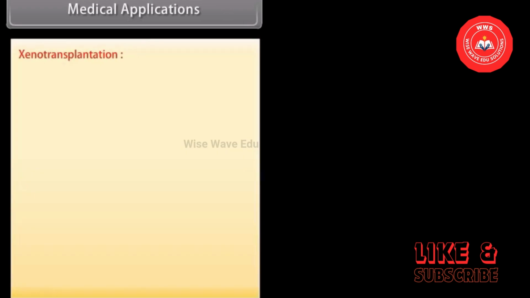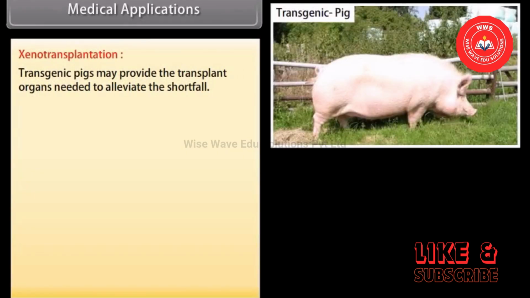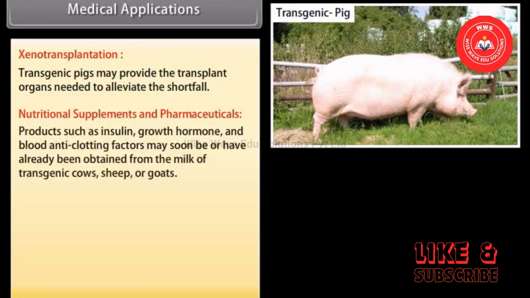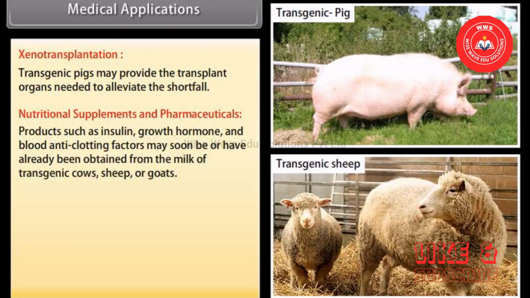Medical applications. Xenotransplantation. Transgenic pigs may provide the transplant organs needed to alleviate the shortfall. Nutritional supplements and pharmaceuticals. Products such as insulin, growth hormone, and blood anti-clotting factors may soon be, or have already been, obtained from the milk of transgenic cows, sheep, or goats.